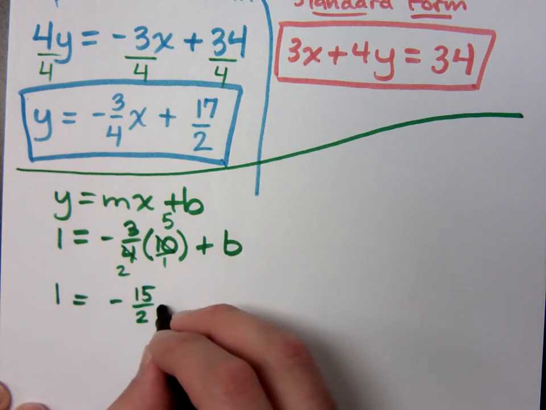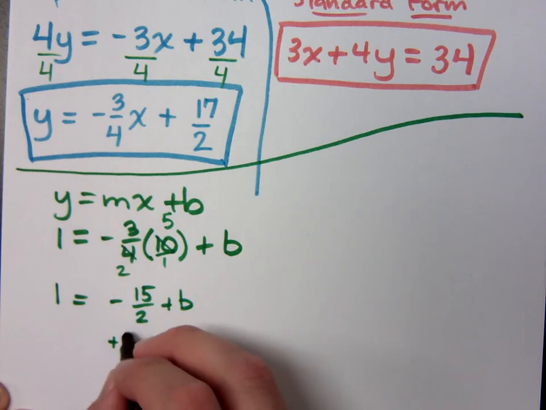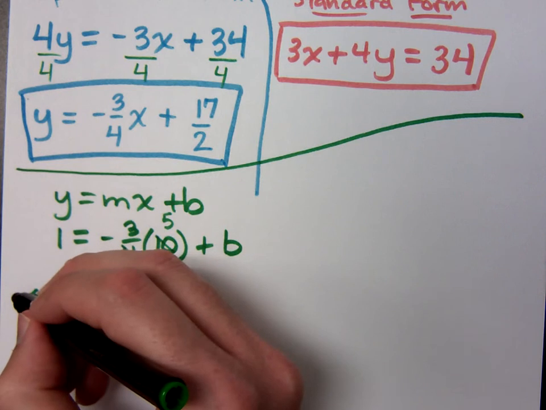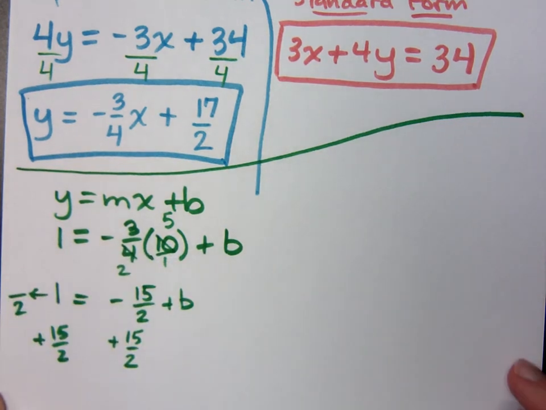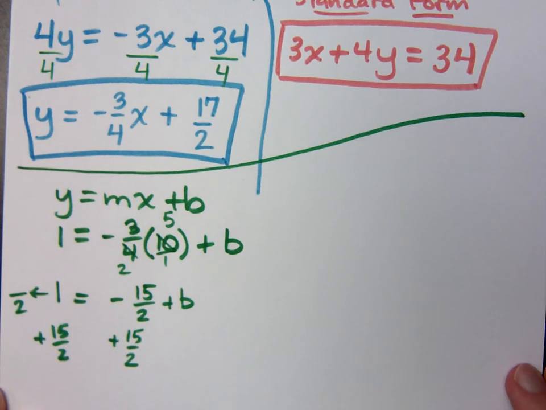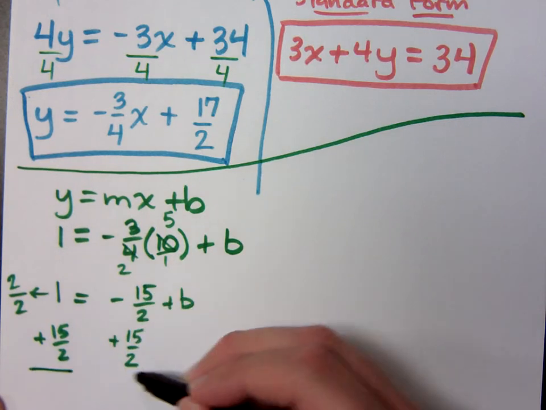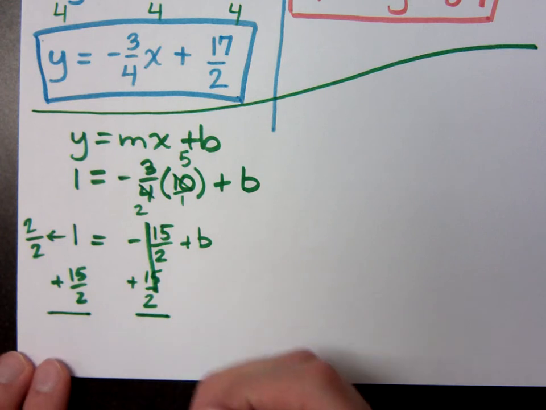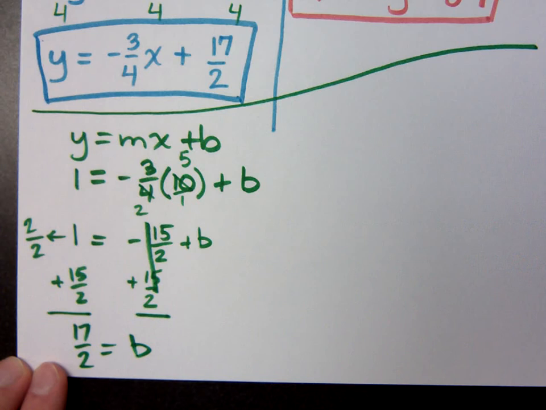-15 halves plus b. If you add the 15 halves to both sides, you're going to have to worry about getting a common denominator, which should not be too bad, because if you rewrote 1 to have a denominator of 2, what would its numerator be? It'd be 2, right? What's 2 halves plus 15 halves? Plus 17 halves. You get 17 halves for your b, right?